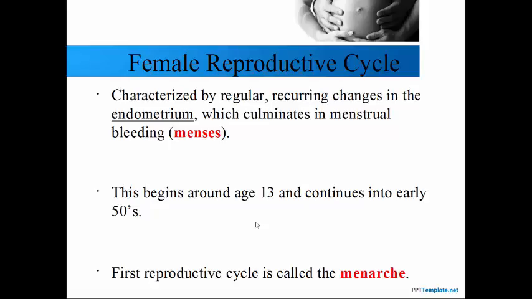It can be anywhere between your 40s or your 50s or your 60s. It just depends on each particular woman. Now, your first reproductive cycle has a very unique name, and it's called the menarche. That is highlighting your very first menstrual cycle, or your first reproductive cycle, as you are starting puberty.